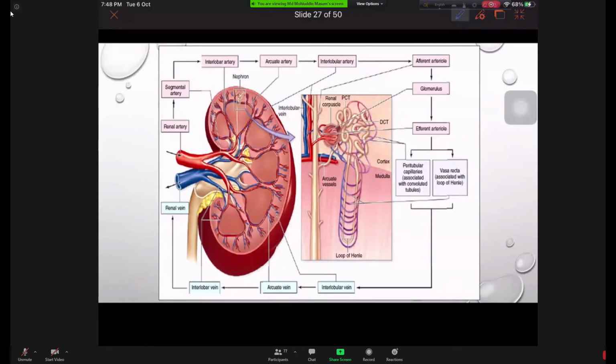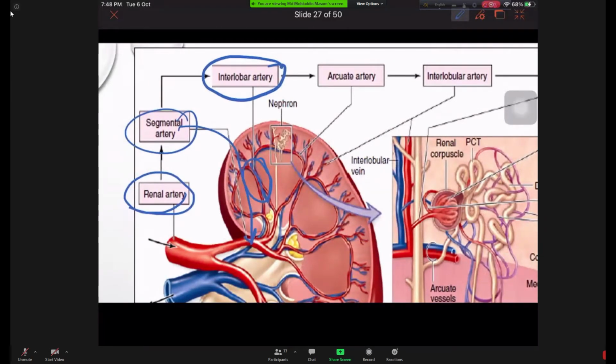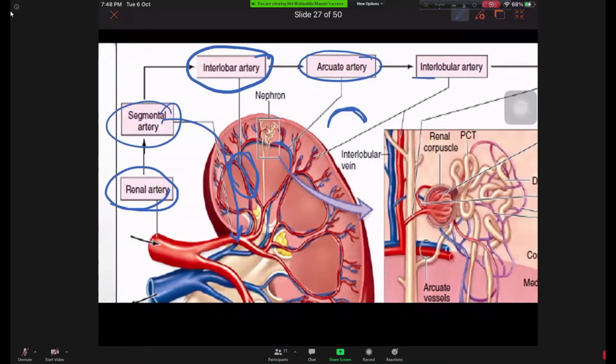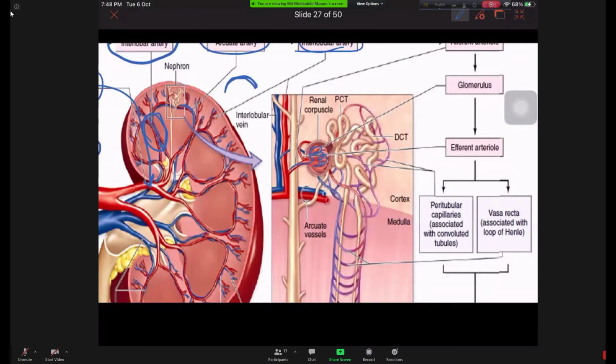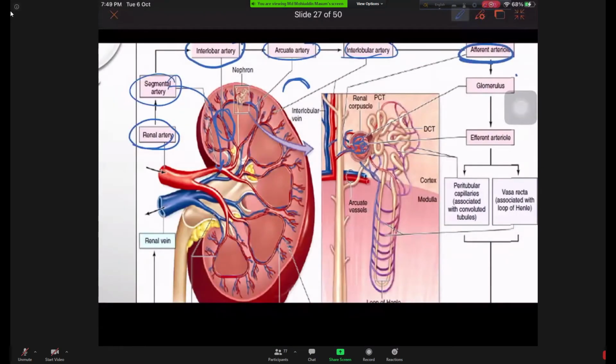This is the important figure I was talking about, the mode of blood supply of the kidney. First the renal artery, then the segmental artery, then the interlobar artery, meaning in between two lobes. Then the arcuate artery, meaning arc-like, and then they form the interlobular artery. These interlobular arteries form the afferent arterioles, which form the glomerulus, and then the efferent arterioles.